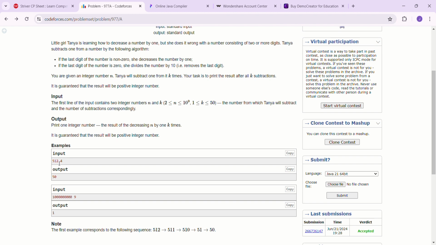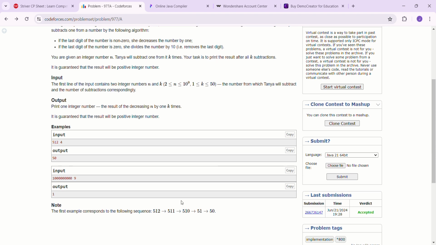In the first test case there is 512. In 512, the last digit, or the LSB, is non-zero, so we will reduce it by 1. Again it will be 511, then again we will reduce it by 1, then it will change to 510.